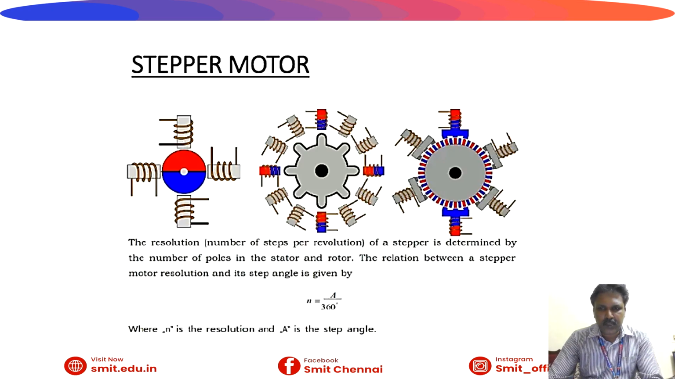Now this is the glimpse of the stepper motor we can see here. The resolution, the number of steps per revolution of a stepper, is determined by the number of poles in the stator and rotor. The relation between stepper motor resolution and its step angle is given by N equal to 360 degrees by a, where N is the resolution and a is the step angle. So this is the formula we are using: N is equal to 360 by a.